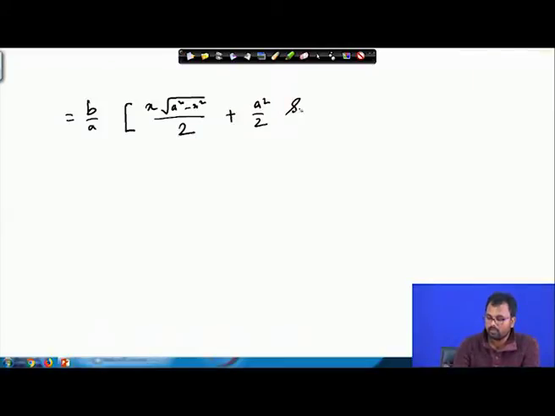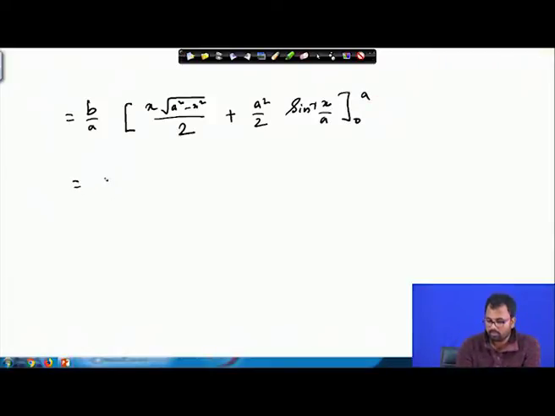that the answer will involve sine inverse x. So we can write now the value of that integral. So it will be x times square root of a square minus x square divided by 2 plus a square by 2 sine inverse x by a, from 0 to a.